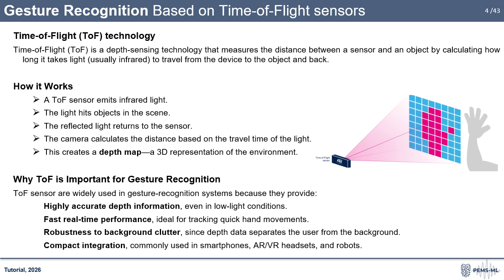They provide high-depth accuracy, support real-time processing, work reliably in low-light or no-light conditions due to active infrared illumination, and are robust to background clutter. In addition, their compact size and low power consumption make them ideal for use in mobile devices, robots, augmented reality and virtual reality systems, and other embedded platforms.